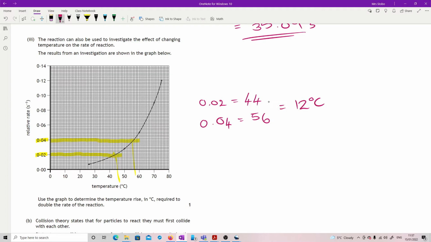I went and checked the mark scheme and it said 12 degrees plus or minus 1. So what should happen at every single one, if you took 0.04 and 0.08, that should have given you the same number. If you took 0.12 and 0.06, that should give you the same answer as well. It's just all to do with reading the graph cleanly.